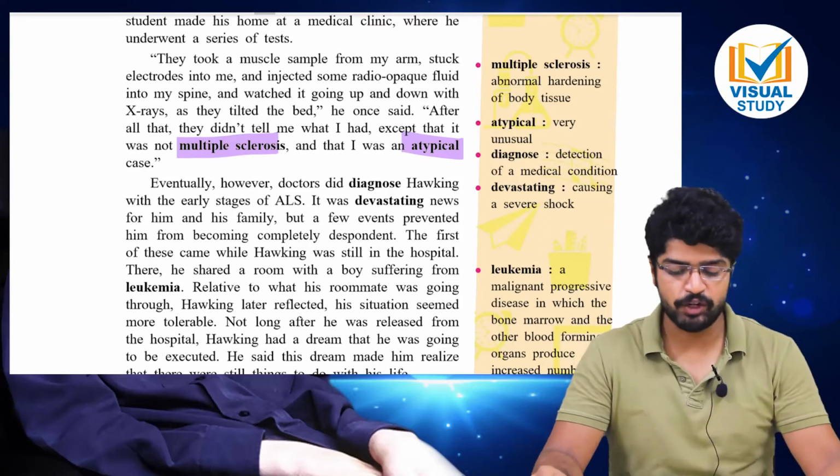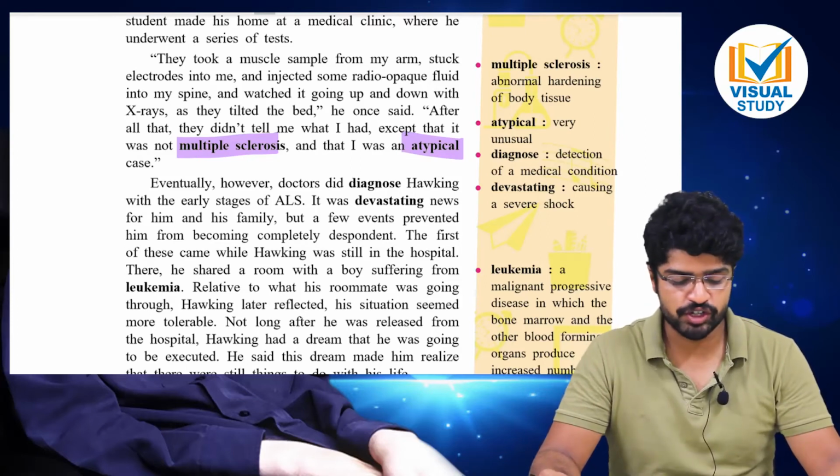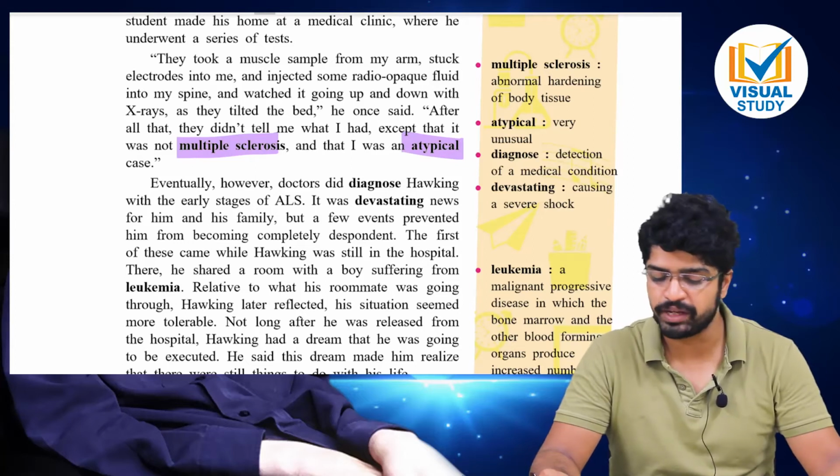The first of these came while Hawking was still in the hospital. There, he shared a room with a boy suffering from leukemia. Now, what is leukemia?